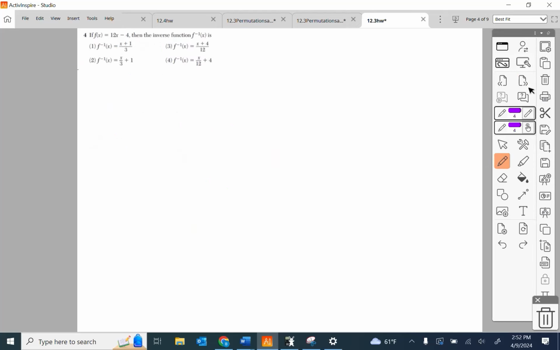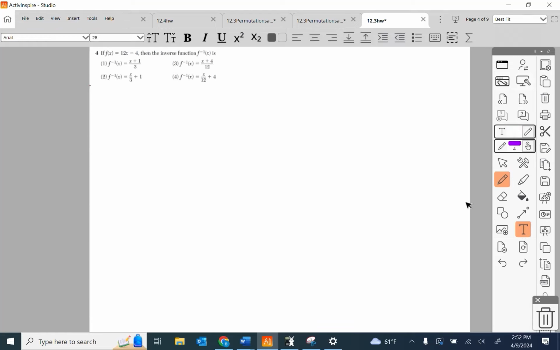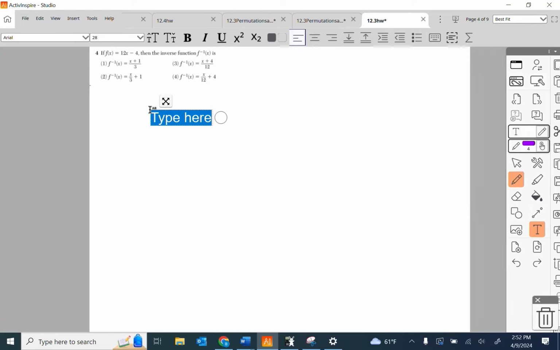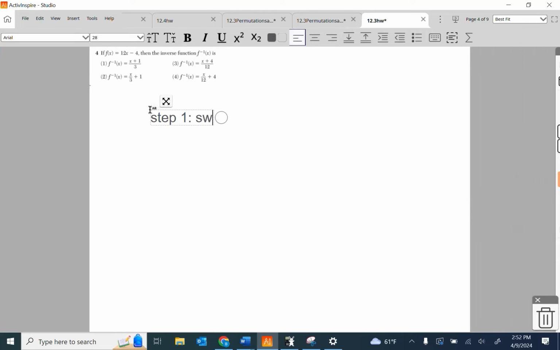Alright, if f of x equals 12x minus 4, then the inverse of this function is really simple to do. I bet we've done this 100 times. Step 1, we swap x and y. Step 2, we solve for y. Step 3, profit. That's all there is to it.